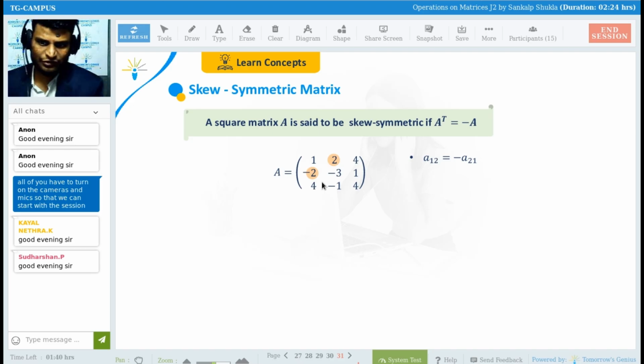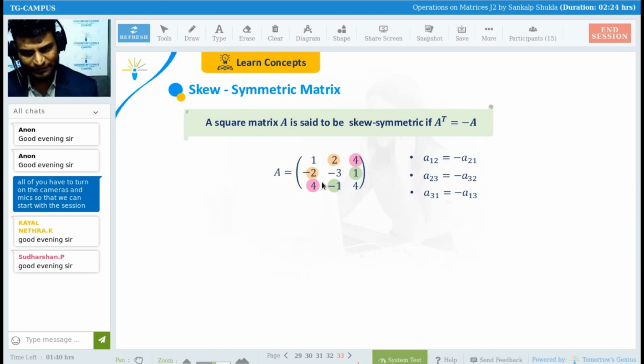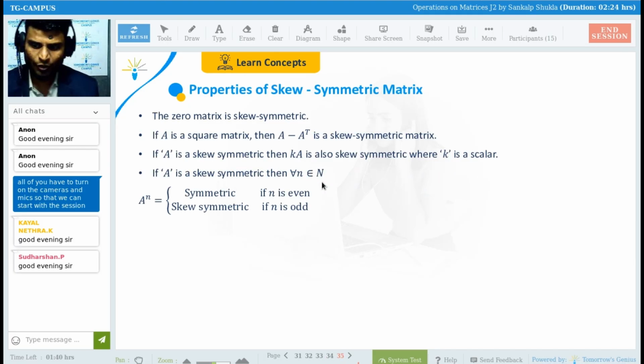See again, we can see that A12 is equal to minus A21. Similarly, A23 is equal to minus A32. And similarly, A31 is equal to minus A13. Okay, so now what are the properties for skew symmetric?